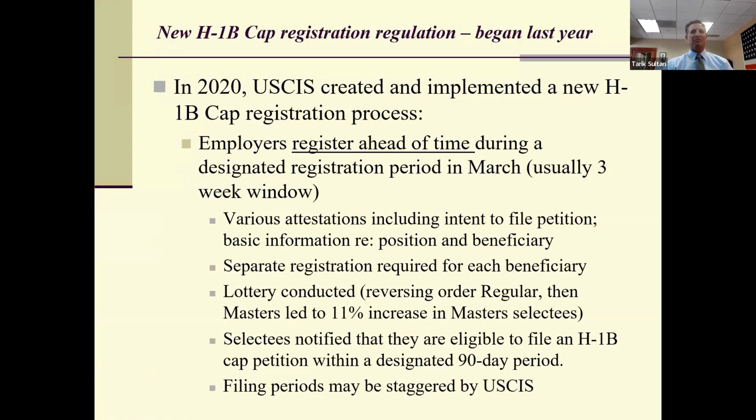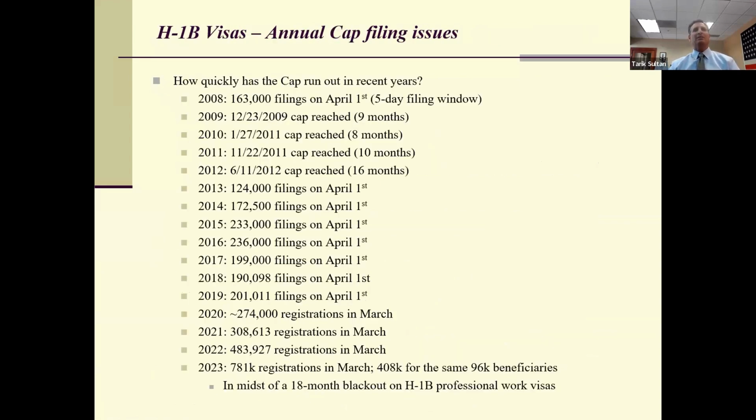This is the explanation I just gave you for the creation of the cap registration. And this shows you the way it's grown over the last 15 years. Back in 2008, right before the terrible 2008 recession hit, on April 1st, they received 163,000 filings for the 85,000 slots. So the odds were not too bad, right? A little better than 50-50 overall. And in fact, if you had a U.S. master's, your odds were very good. They were about an 80% chance of selection.